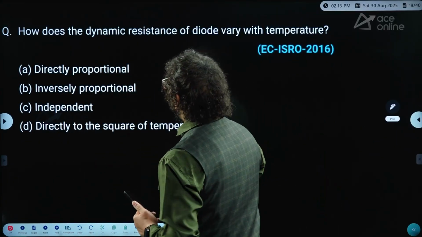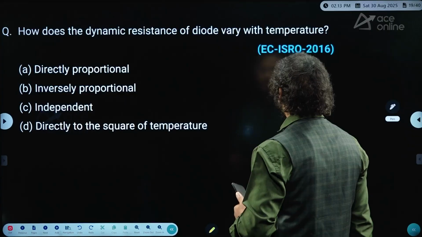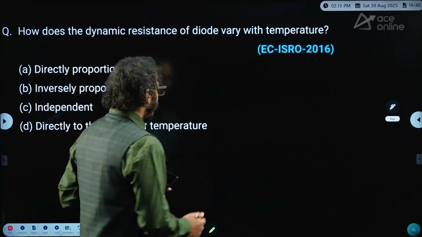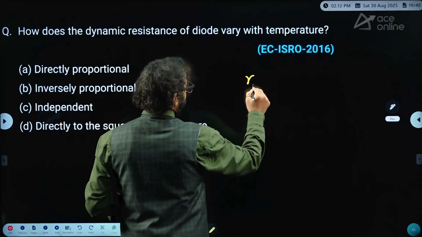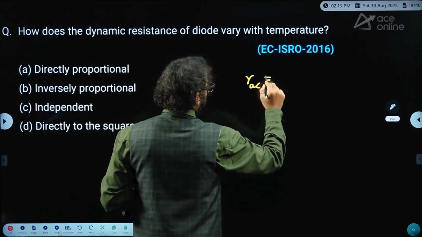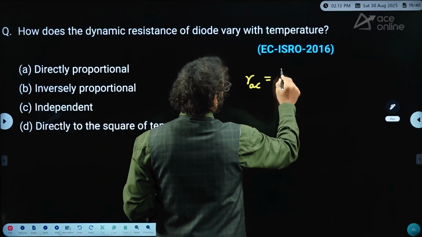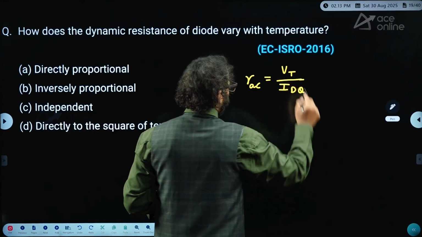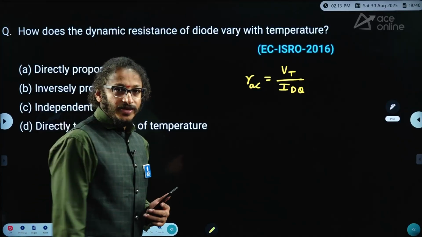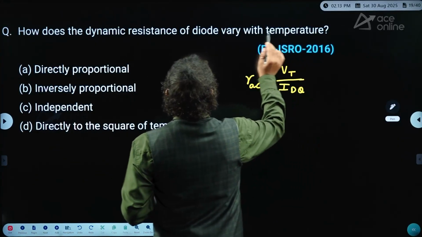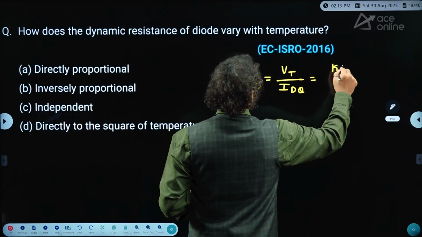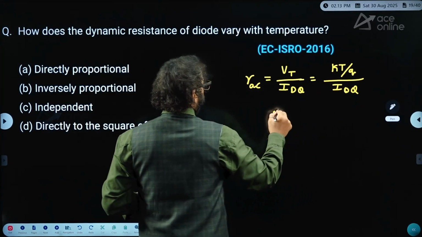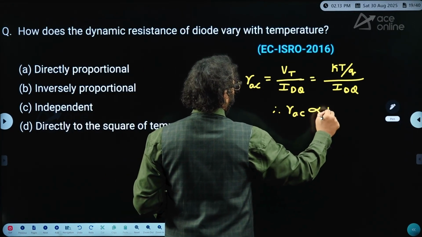Have a look carefully, guys. How does the dynamic resistance of diode vary with the temperature? Students, you know that the dynamic resistance, for example, I say RAC, or we say small signal resistance, is nothing but how much, dear students? VT by IDQ. I hope you remember thermal voltage by IDQ, the formula. And it is with respect to temperature. I think it is KT by Q whole divided by IDQ. Therefore, RAC proportional to temperature.